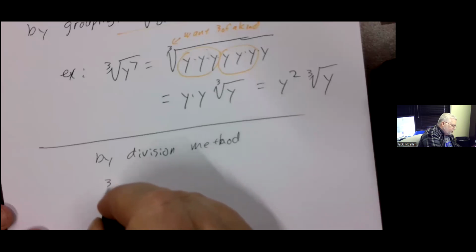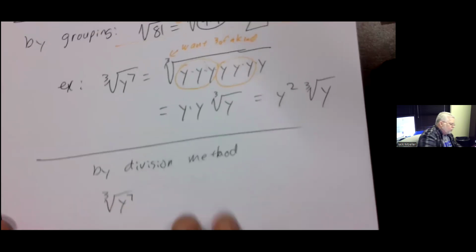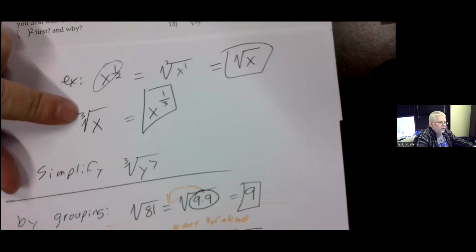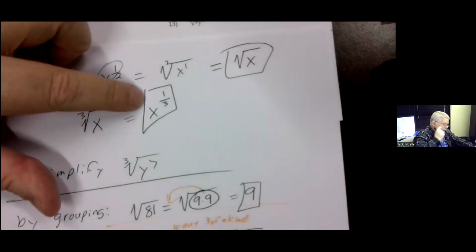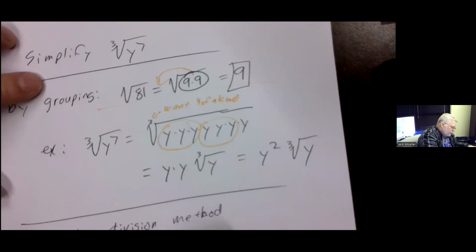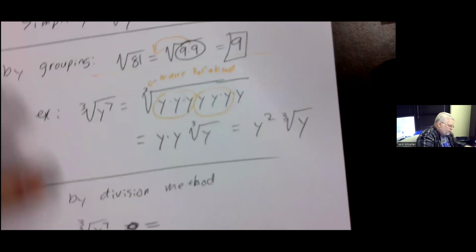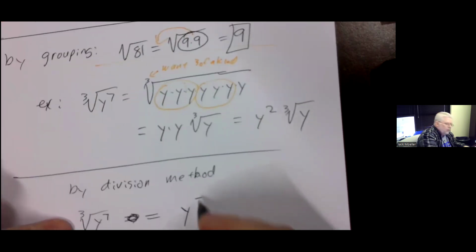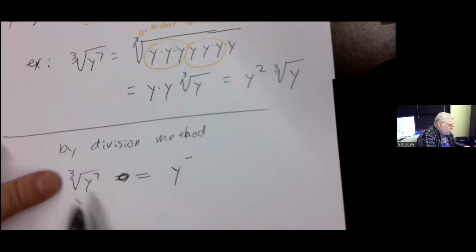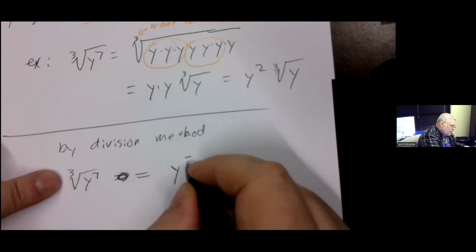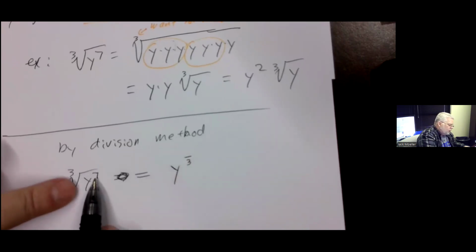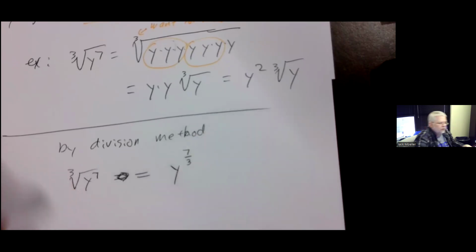Now for the division method, this relies on what we were talking about earlier on how you can rewrite radicals as fractional exponents. So what we do first here is we rewrite this as a fractional exponent. So it's going to be y to what power? Remember, the index just goes on bottom. The exponent on the inside goes on top. So the cube root of y to the 7th is equivalent to y to the 7/3 power.